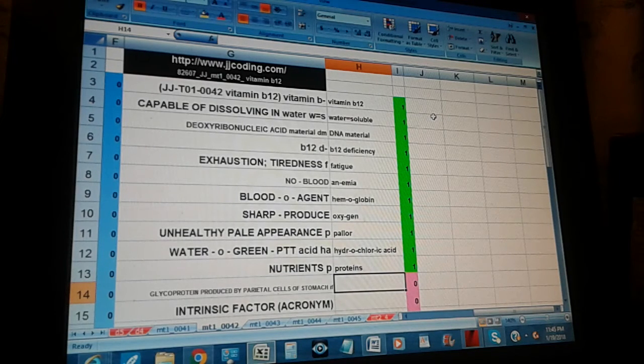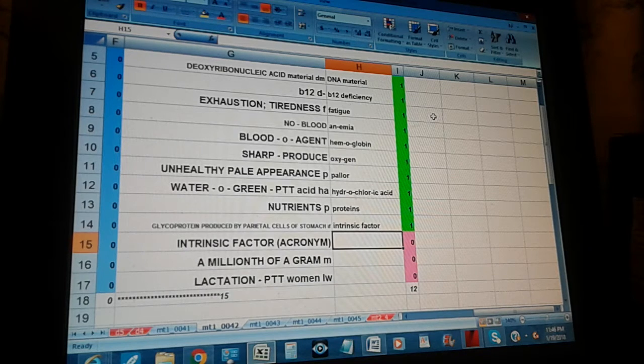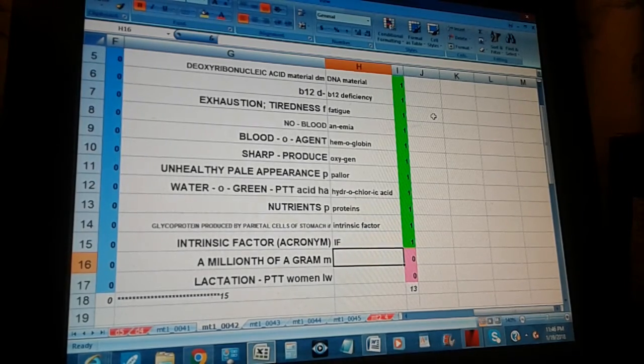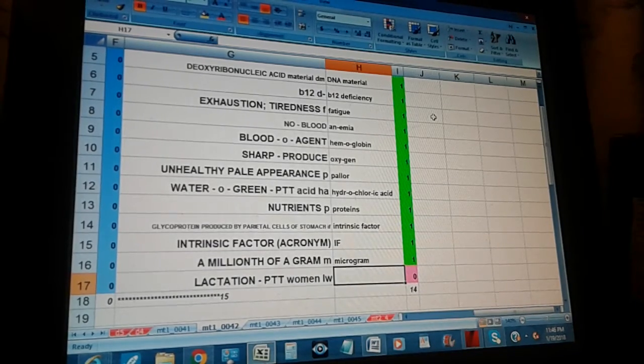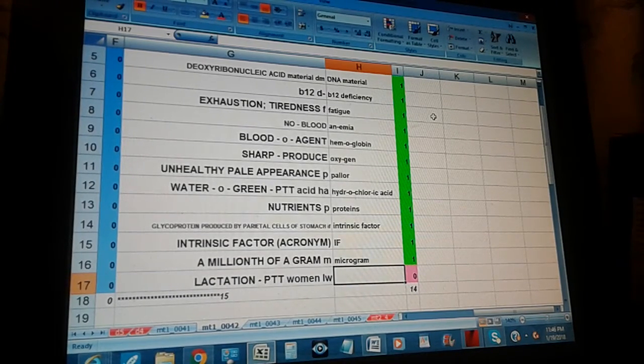Glycoprotein produced by parietal cells of the stomach is a two-word term, IF. Intrinsic factor, right? And now we have the acronym for intrinsic factor, IF. A millionth of a gram. If you take a gram and you divide it in a million parts, what is each part called? Microgram, right? A thousandth would be milligram, but a millionth is microgram. Lactation pertaining to women. Lactating women. All right.